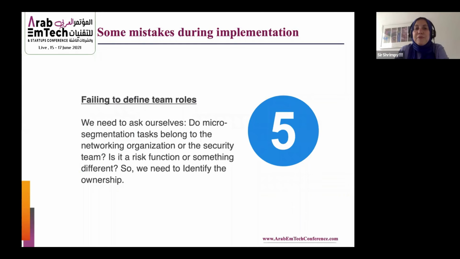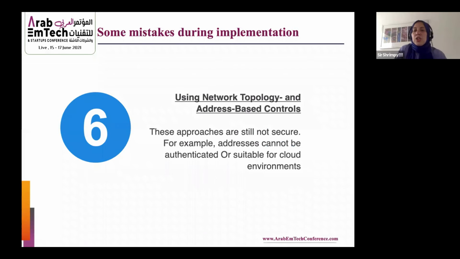Number five, failing to define team roles. We need to ask ourselves, do microsegmentation tasks belong to the network organization or to the security team? Is it a risk function or something else? So we need to identify the ownership. Number six, using network topology and address-based controls. These approaches are still not secure. For example, addresses cannot be authenticated or are not suitable for cloud environments.